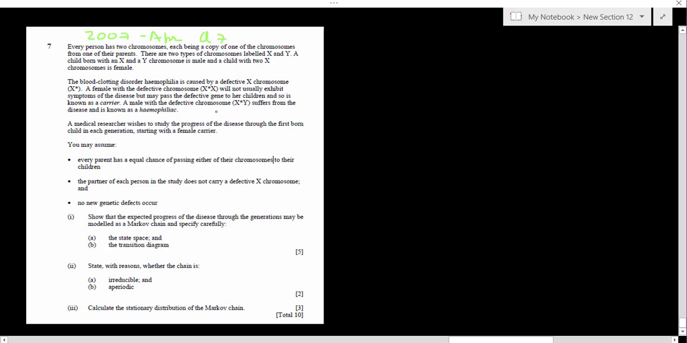I'll help you with how to construct the Markov chain, but then you'll have to figure out how to calculate the stationary distribution. Okay, and this is for 10 marks here. All of it is for 10 marks. Okay, so let's read it.